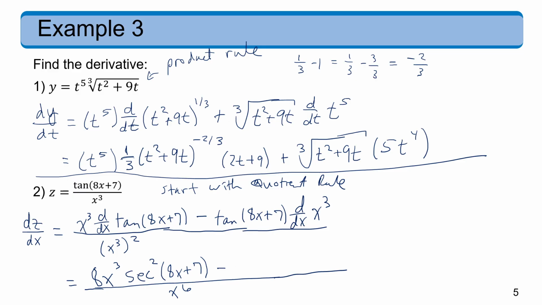Okay, now I'm going to put my tangent over here. And now the derivative of x cubed is 3x squared, so put that in front. Okay, and there's a little simplification you can do, but I think we'll just stop here. The rest you already know how to simplify.